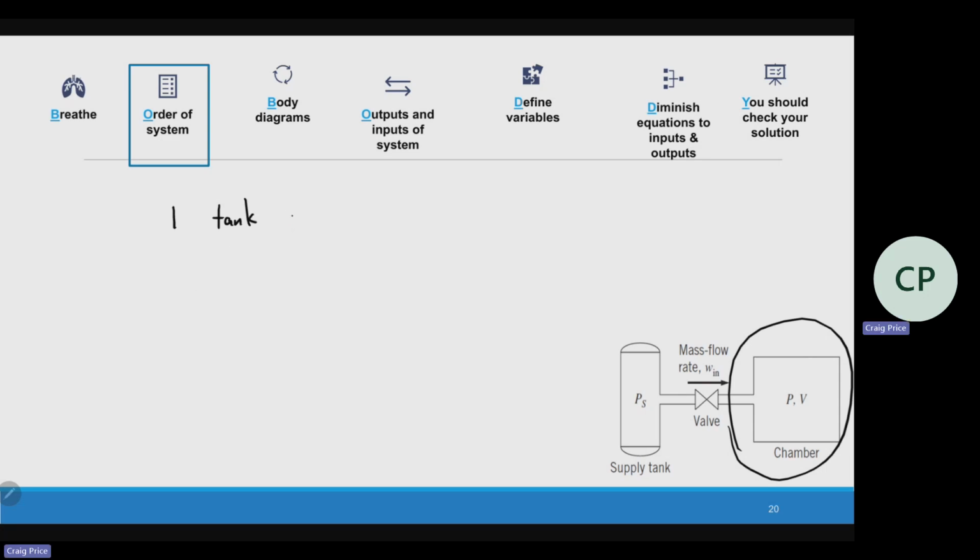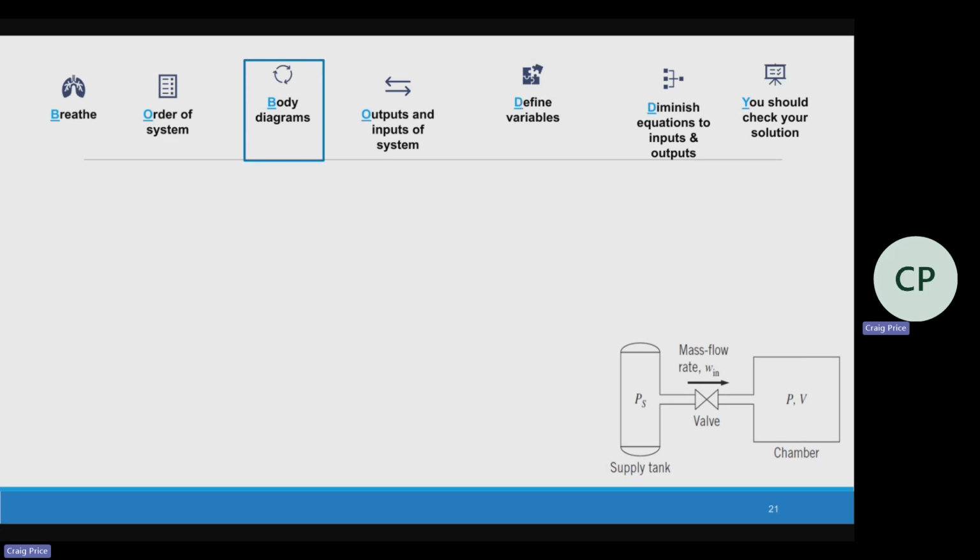I really just have one tank with a changing pressure. So this is going to be one first order equation. And we're going to look at P dot. How is the pressure changing in the tank? Because supply pressure is not going to change. It's going to be constant. So really, I'm just going to have one first order equation. Okay, so I'm going to set that up. Just one equation. Body diagram.